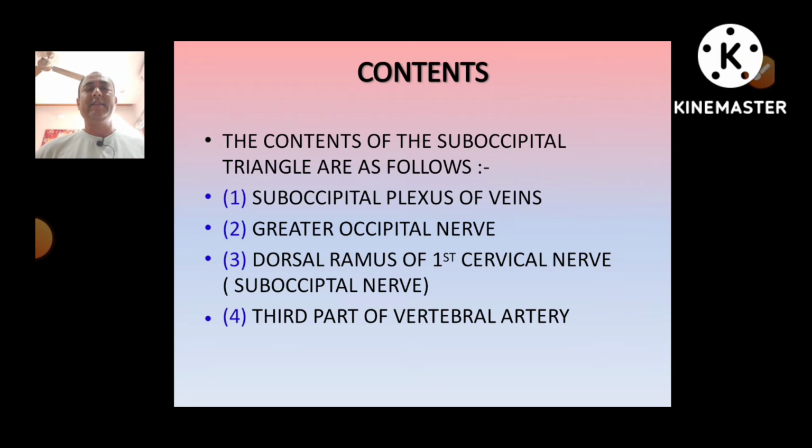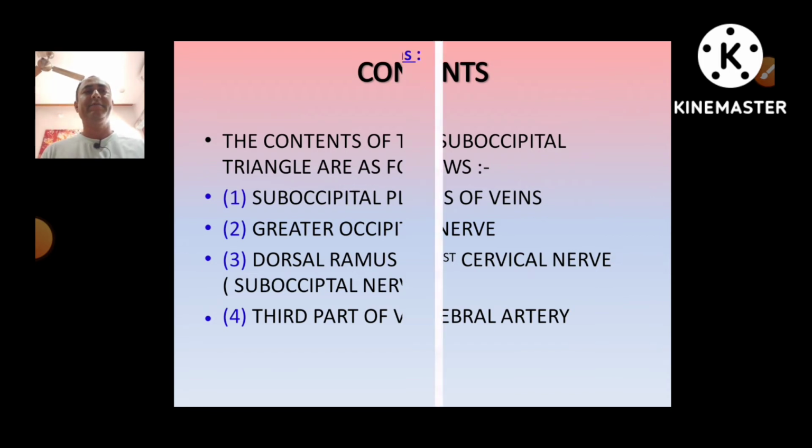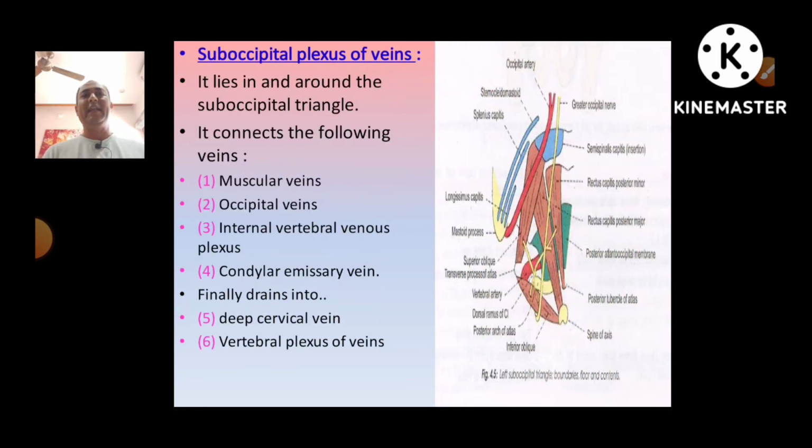Now the contents, total there are 4 contents. The content of suboccipital triangle, the first number is suboccipital plexus of veins, greater occipital nerve, suboccipital nerve, also known as dorsal ramus of first cervical nerve, and the third part of the vertebral artery. So 1 plexus of vein, 1 artery and 2 nerves are there in the content. It can be asked as a one-liner.